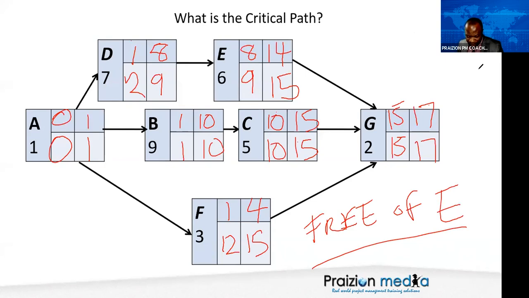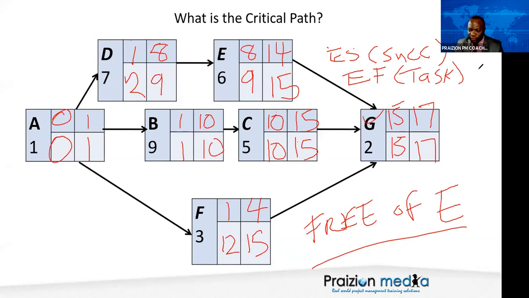You are correct. The free slack of E is the early start of the successor minus the early finish of the task in question. So you say early start of successor, which is G, minus the early finish of the task E, and you get 15 minus 14. This minus this, which is 1.